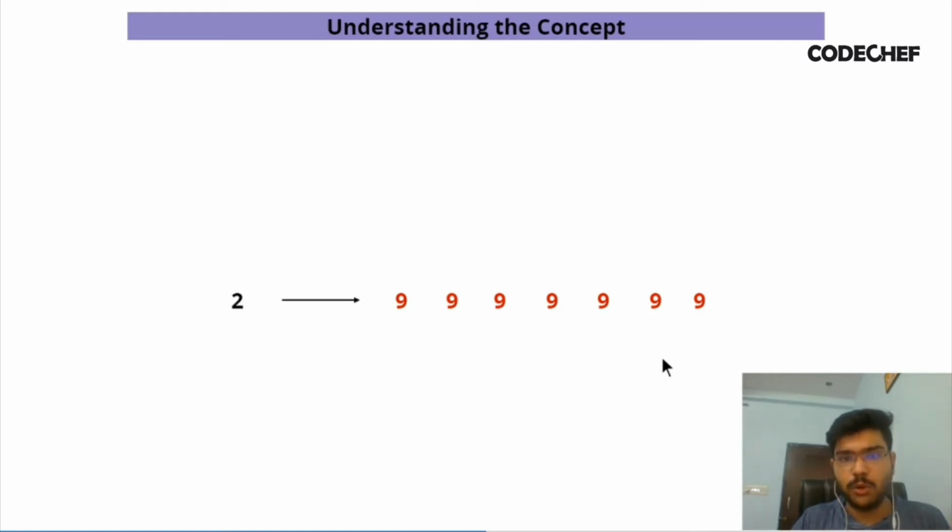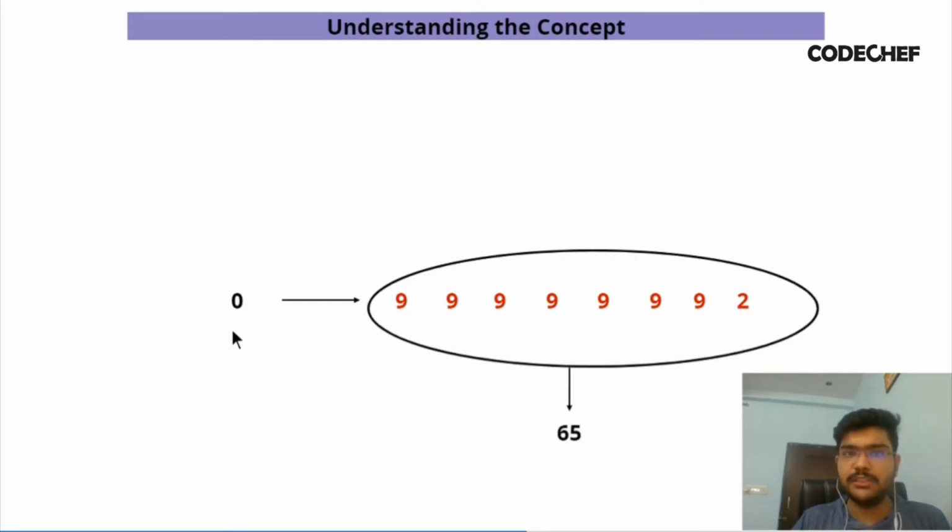So how many times did I take out 9? That is 7 times in this particular example, and now I'm stuck with this 2. So I cannot take 9 out of this now because 2 is less than 9. So at last I'll take 2 out from this. So now the number becomes 0 and the overall integer which I am generating is this integer, right?